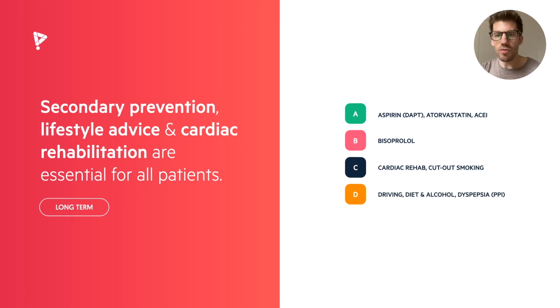And in D, we need to give them driving advice and follow the DVLA guidelines. We need to address their diet, reduce their alcohol consumption, and we need to think about dyspepsia. So in those patients with pre-existing disease, we need to think about giving a PPI because we're giving 2 antiplatelets, which will increase the risk of developing peptic ulcer disease.